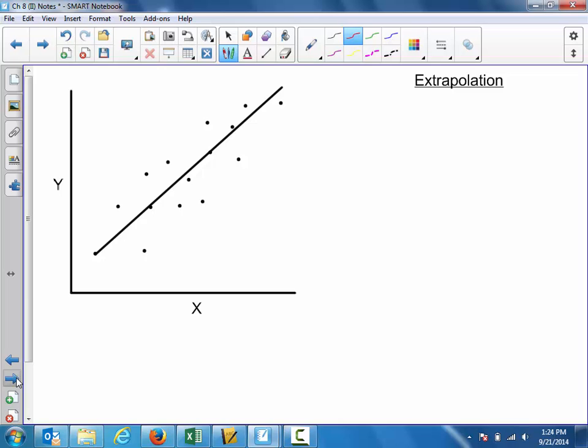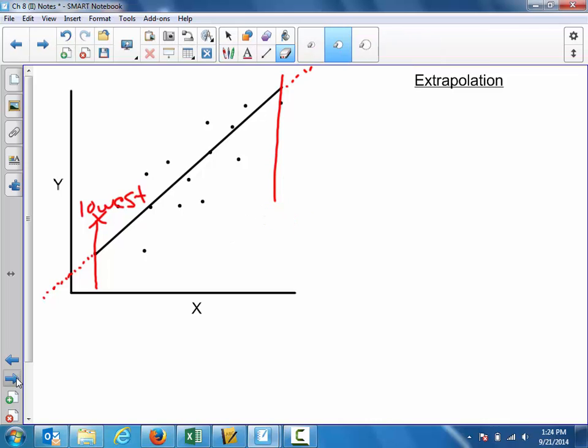Well, it's not necessarily fair to assume that this line can make accurate predictions past that lowest x value that we have right here. Okay? And it's not necessarily fair to assume that our line can make predictions past the highest x value that we have right here. Not height. Highest.